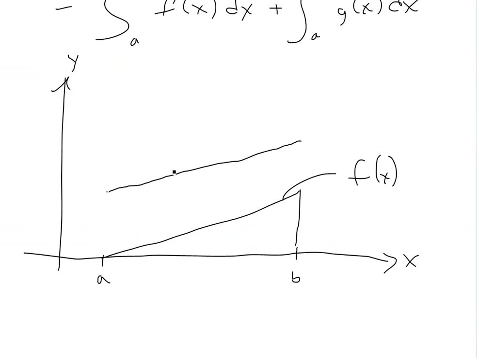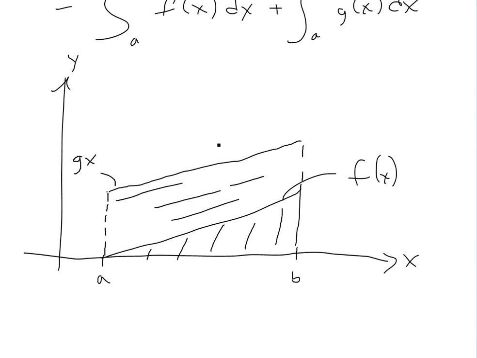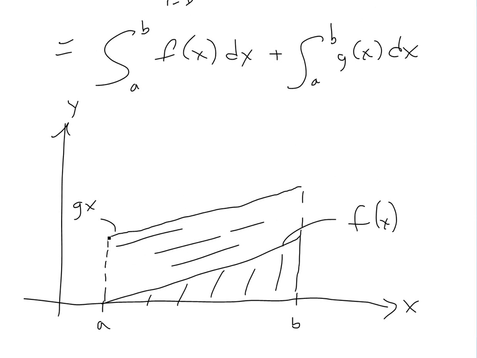Actually, I'll just change up g of x. Let's make g of x look something like this, just so it doesn't have to touch there. So anyways, if this is g of x here, then remember, the area under the curve is all that the integral means. So if you have this area, and now you have this area here, this is just the addition of both areas.